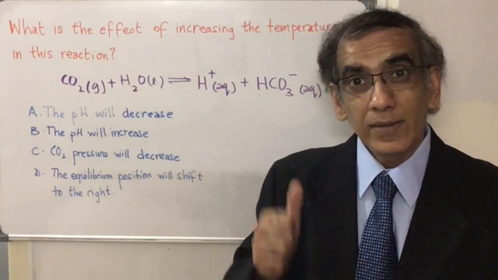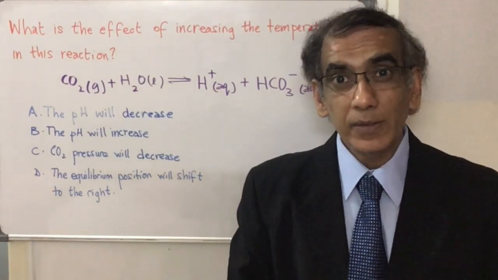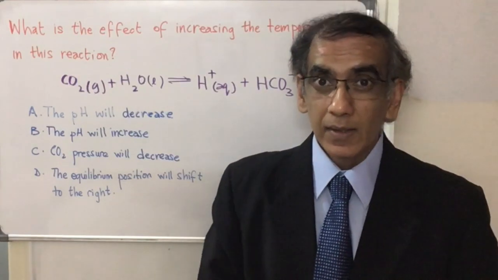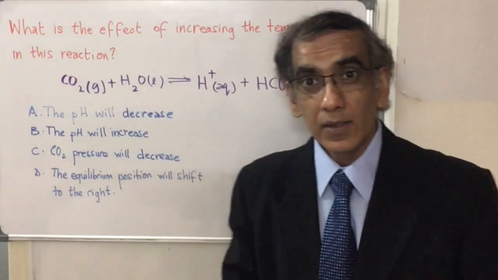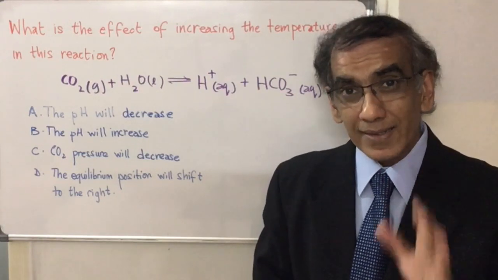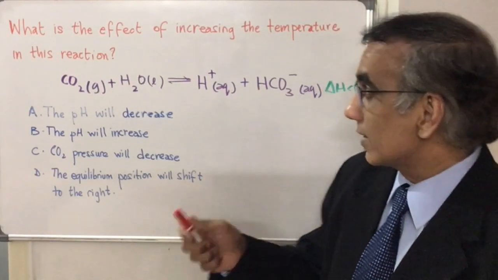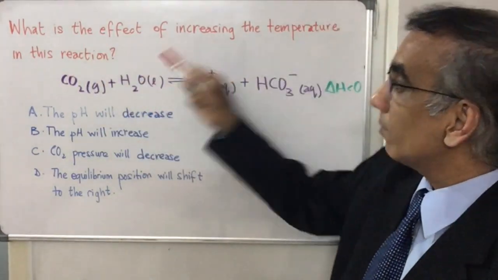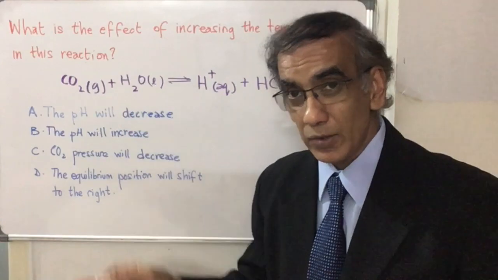Hello and welcome again. Today we look at yet another multiple choice question from the IB Chemistry past exams. This particular question considers two topics, topic 7 equilibria and topic 9 acids and bases. To start off with, the question says, what is the effect of increasing the temperature on this reaction?